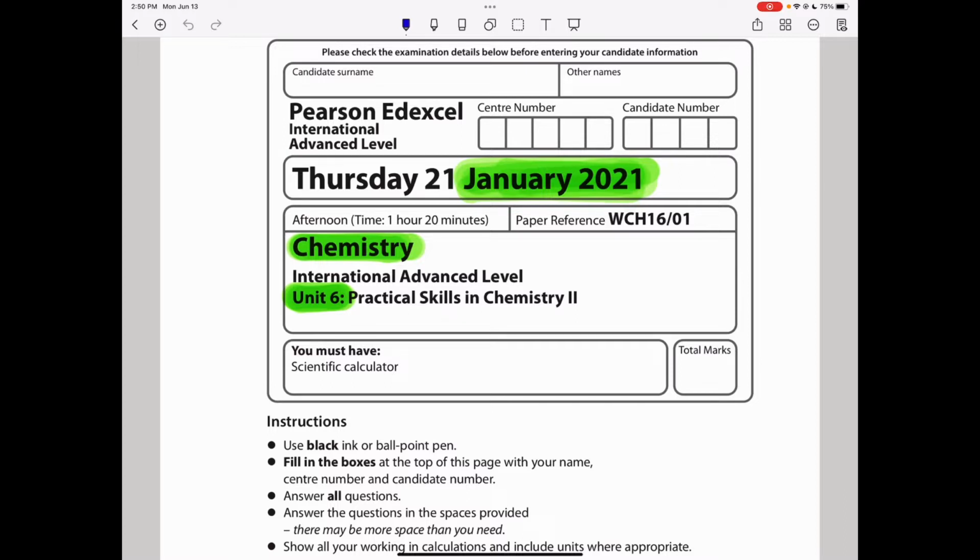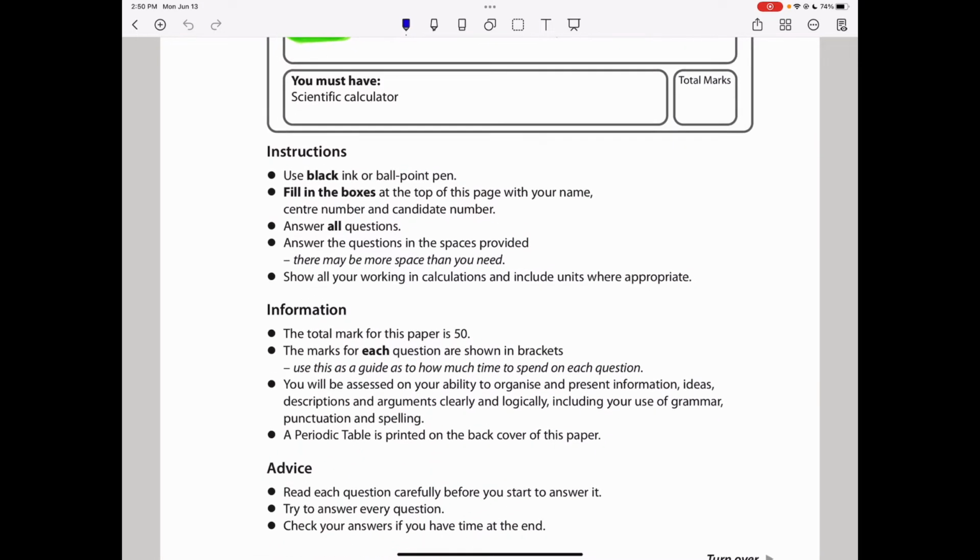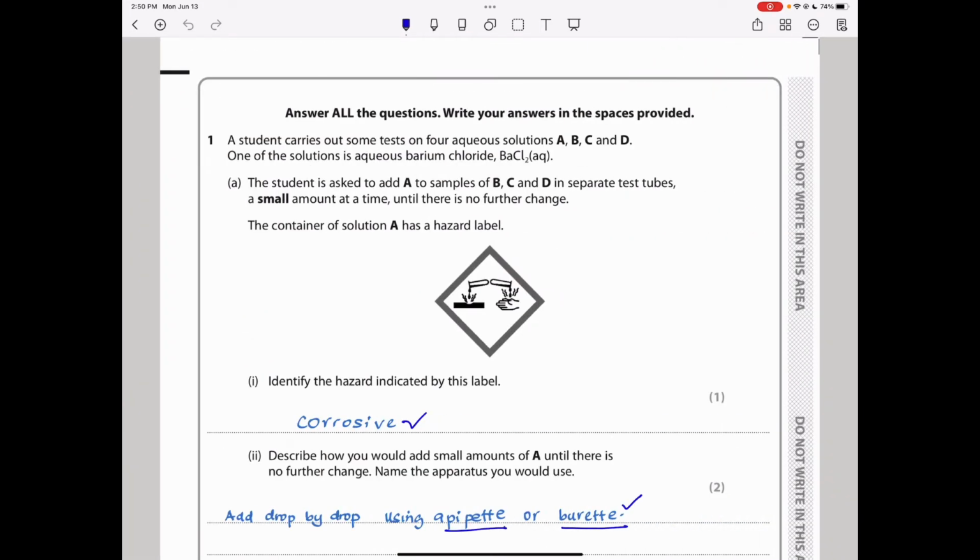So the first paper we're introducing today is the Pearson Edexcel International A-Level Chemistry for January 2021, Unit 6. This paper is 50 marks, so let's go straight to the first question.